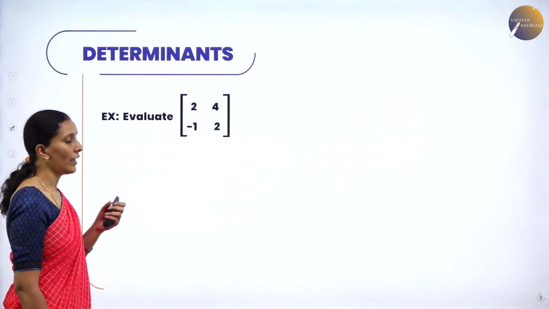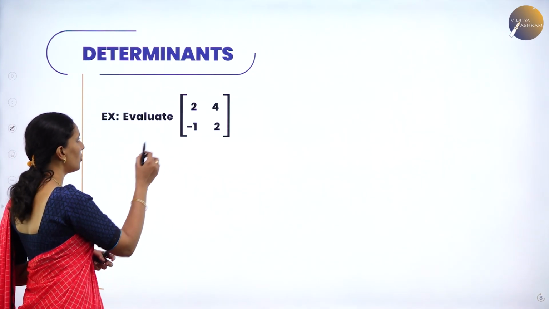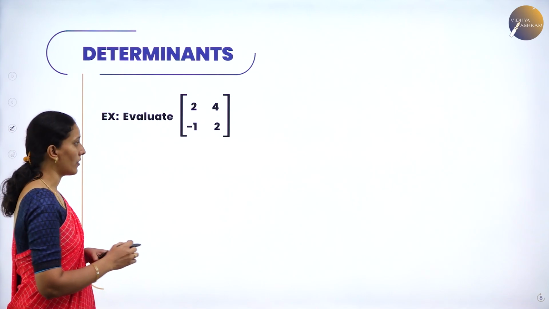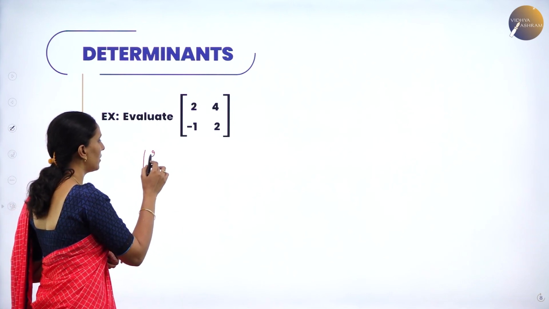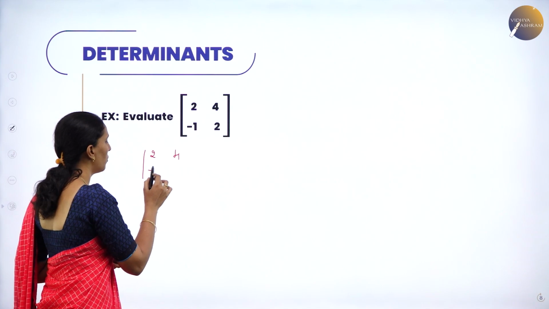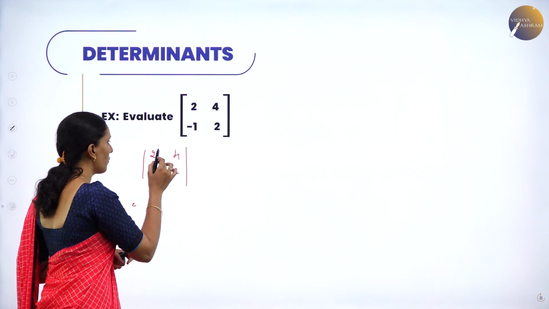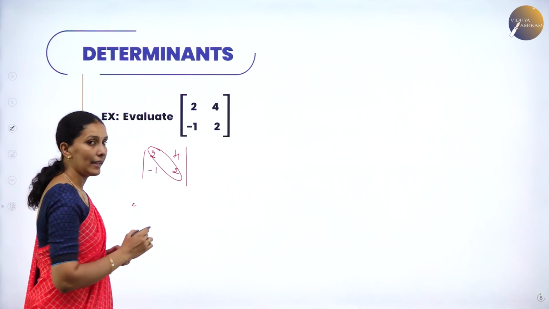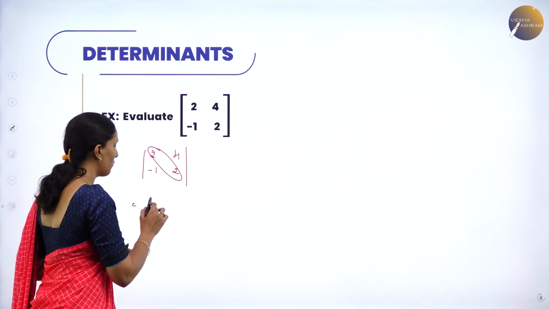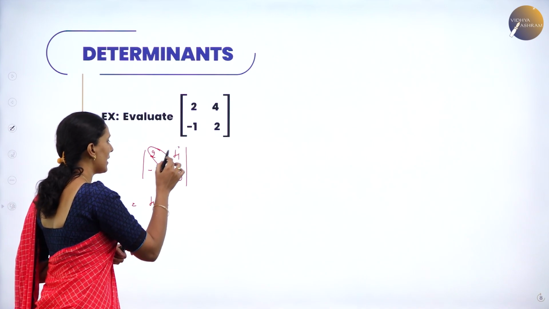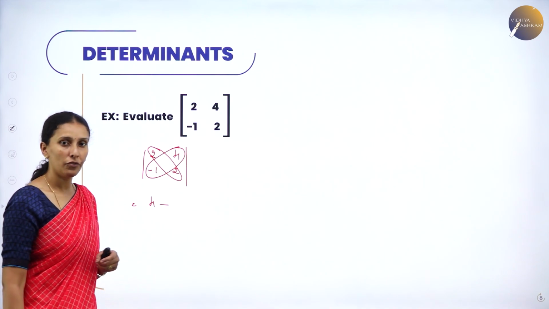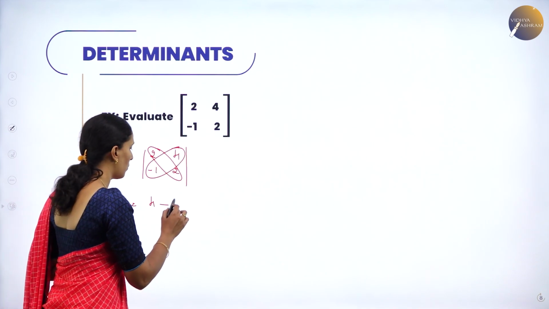So, let's take a few examples here. We need to find the determinant of this matrix. So, let us write this in the determinant form: 2, 4, minus 1, 2. Then how are we going to do this? We will multiply the principal diagonal elements, that is 2 2s are 4, minus the secondary diagonal, minus 1 into 4, which is minus 4.